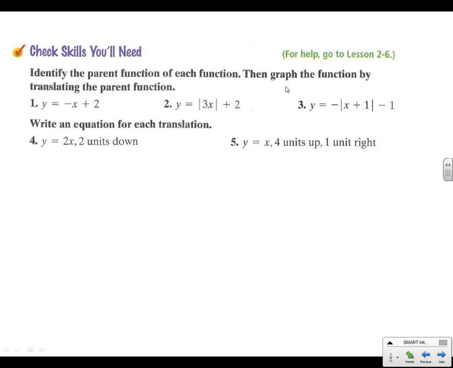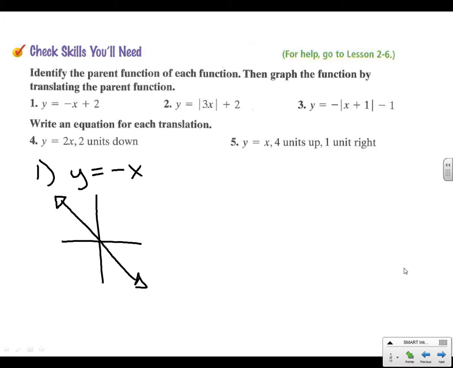Identify the parent function and then graph it by translating. So on number 1, our parent function is y equals negative x, which looks like this, straight down. And then we need to translate it, so if we remember, this plus 2 means we're going to go up 2. So from our original equation, we'll go up 2, 1, 2, and then have the exact same line, just shifted up by 2. Alright, so you try 2 and 3.